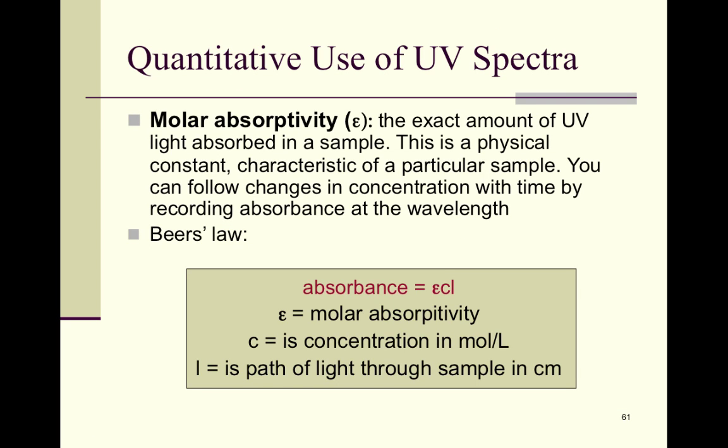Quantitative use of UV spectra. Molar absorptivity, the exact amount of UV light absorbed in a sample. This is a physical constant, similar to density or melting points, and it's characteristic of a particular sample. You can follow changes in concentration with time by recording absorbance at the wavelength, using Beer's law, where absorbance is equal to the molar absorptivity times the concentration times the path length. You most likely did these style of calculations back in general chemistry during some of your lab experiments.